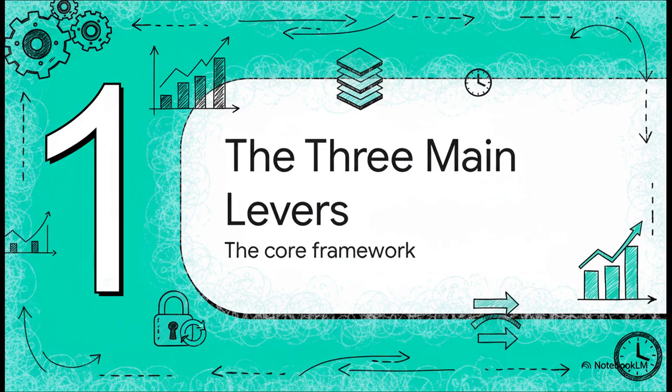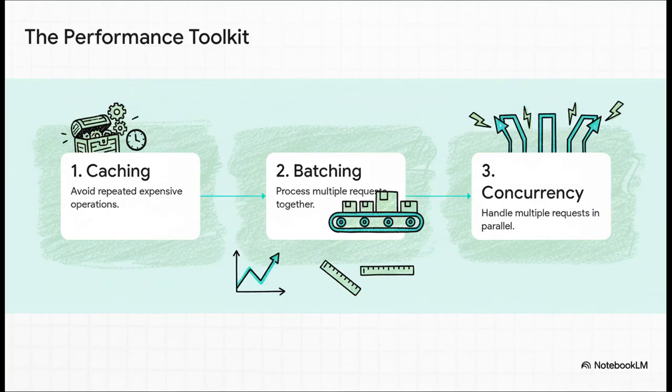All right, this right here is the core of our framework. When you need to optimize a system, you basically have 3 main levers you can pull, and really understanding these is the key to unlocking some serious speed. And here they are: caching, batching, and concurrency. I want you to think of these as your performance toolkit. Now, it sounds like a bold claim, but pretty much every optimization strategy you'll ever see is just a variation or some combination of these 3 big ideas. So let's quickly define what each one means.